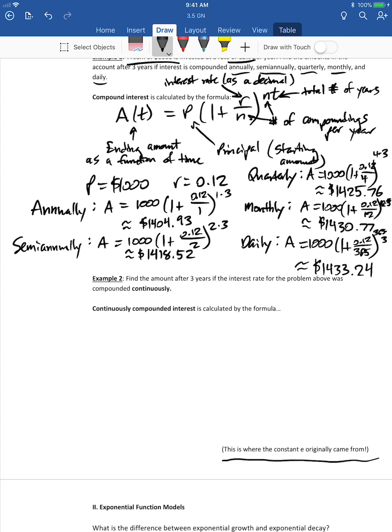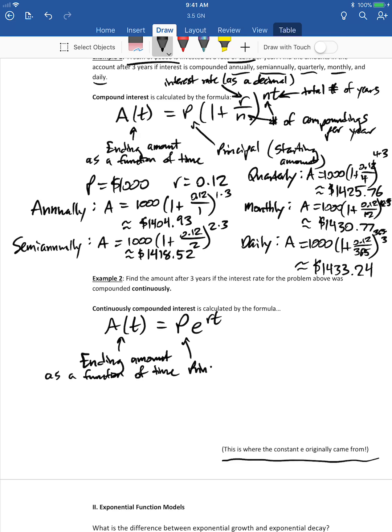So if I'm compounding continuously, my compounding interest formula changes a bit. This is A of t equals P times e to the rt. And that's it. Much simpler. So A of t again is my ending amount as a function of time. P is my principal, my starting amount. e is the constant e. r is my interest rate again as a decimal. And then t is my total number of years.